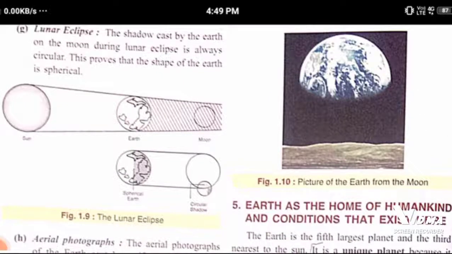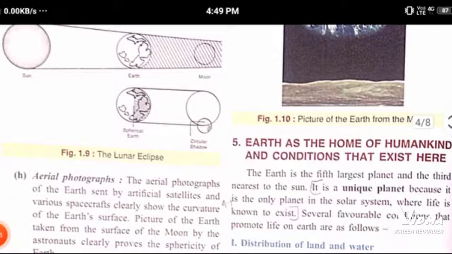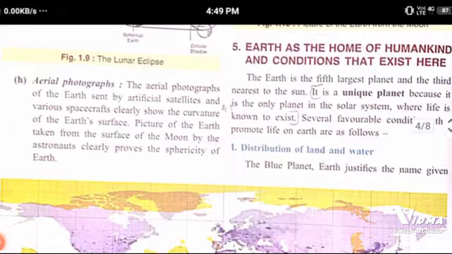Now our chapter is half left that we are going to discuss. Only about 3 pages are left mainly. Conditions favorable to life on earth, the home of humankind, is a very small part that is left. So we are going to discuss this in part 2.